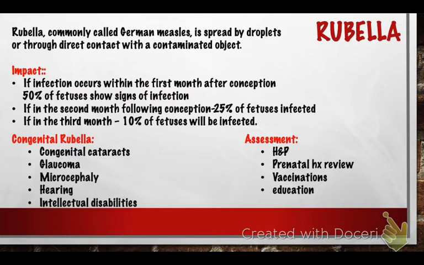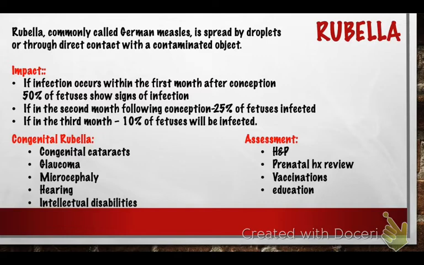Okay, so now we're going to discuss rubella. Rubella, commonly known as the German measles, is spread by droplets or through direct contact with a contaminated object. The risk of a pregnant woman transmitting this virus through the placenta to her fetus increases with earlier exposure to the virus. When the infection occurs within the first month after conception, about 50% of the fetuses show signs of infection. In the second month following conception, about 25% of the fetuses will be infected. And in the third month after conception, only about 10% of fetuses will be affected.